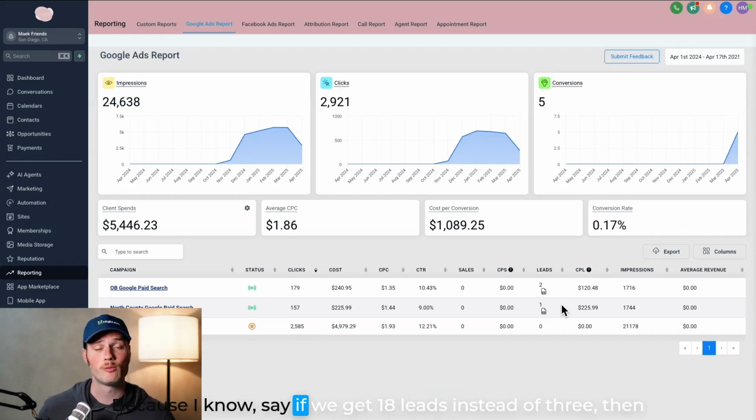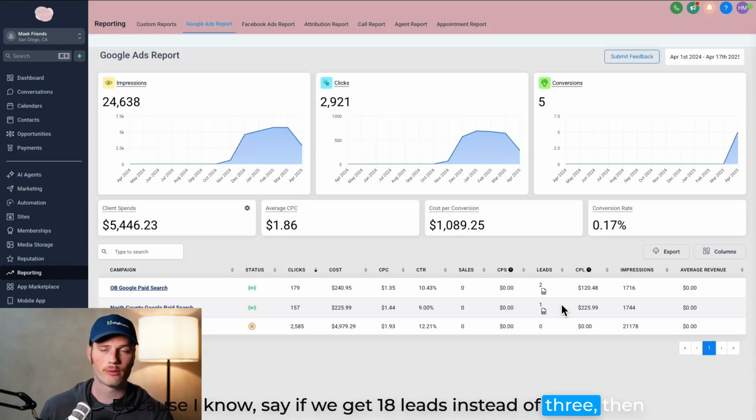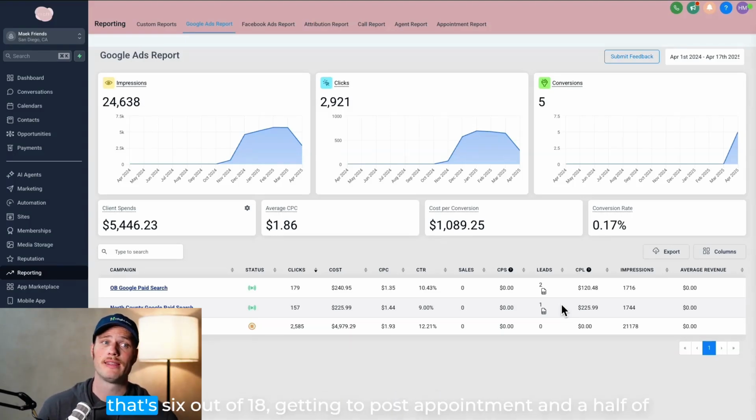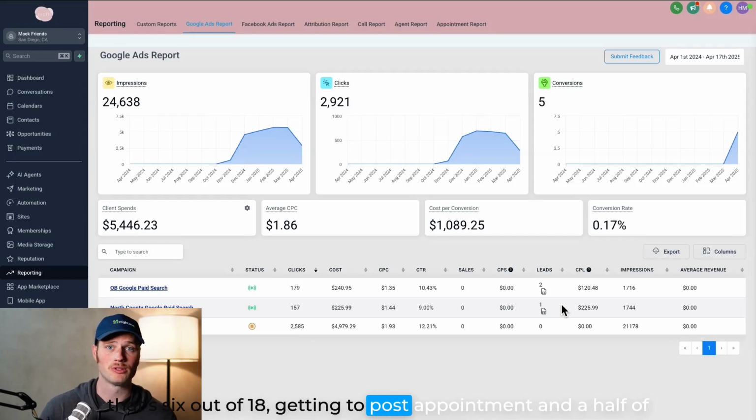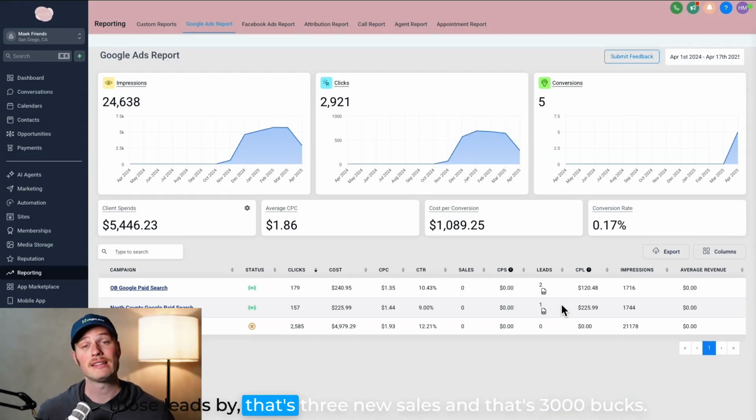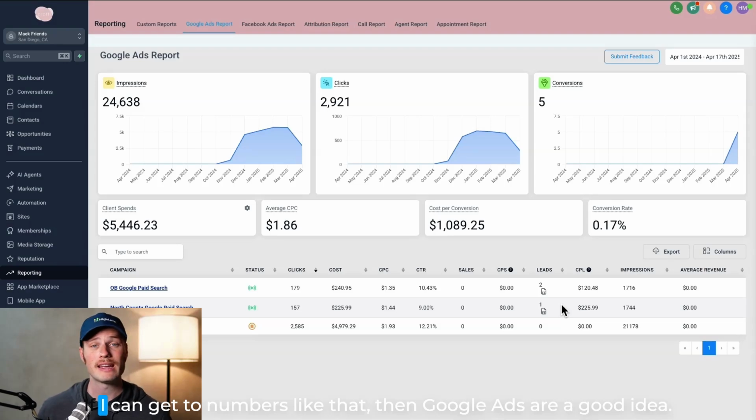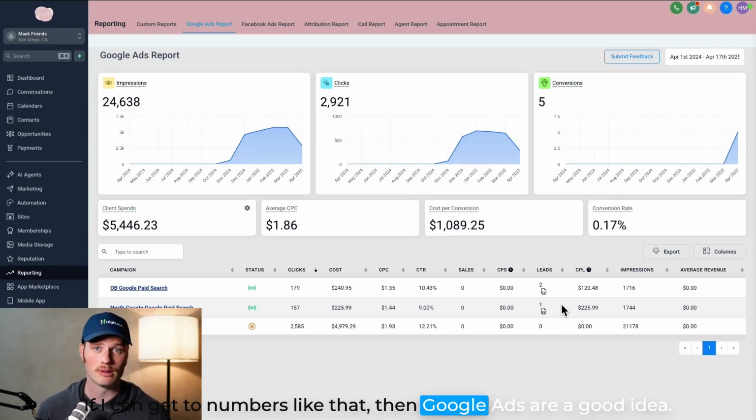Because I know, say if we get 18 leads instead of 3, then if 1 out of 3 of them gets to post appointment, that's 6 out of 18 getting to post appointment, and then half of those leads buy. That's 3 new sales, and that's $3,000. So that's going to make the whole thing worth it. If I can get to numbers like that, then Google Ads are a good idea.